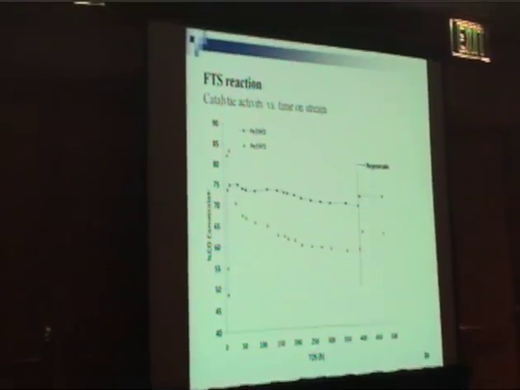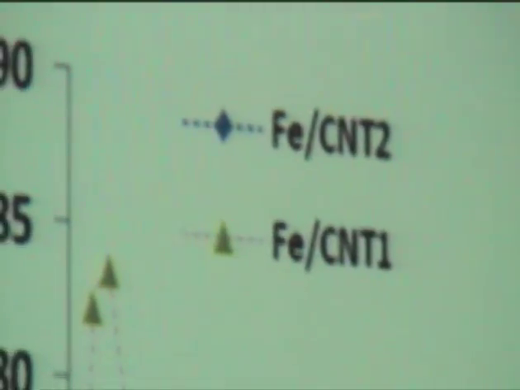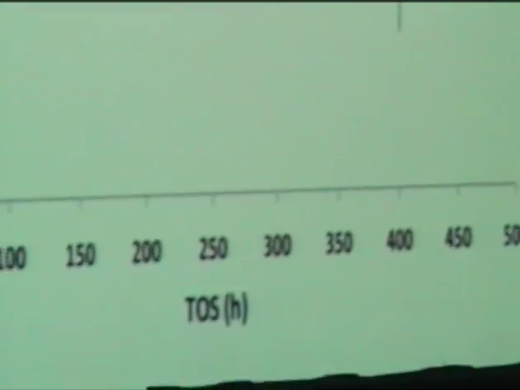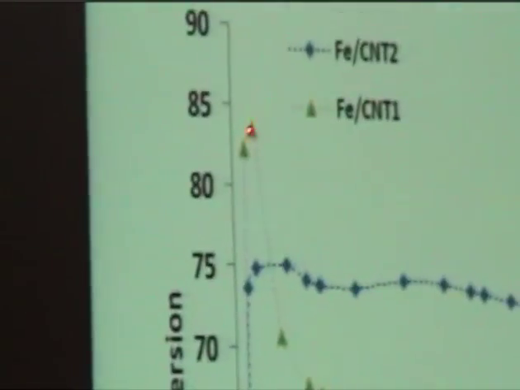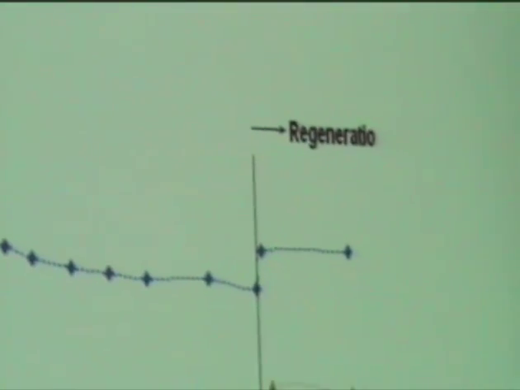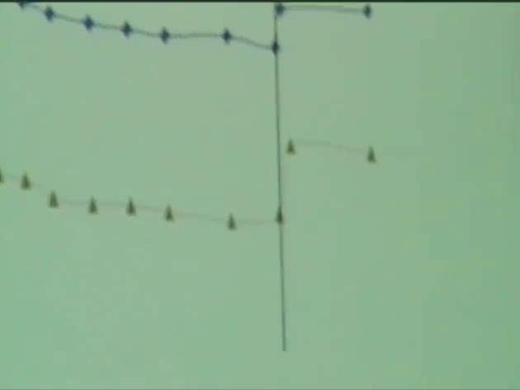This is our long-term deactivation study. The green dot shows CNT1, where metal particles are on the exterior surface. We can see that after 10 hours, we reach the highest activity, but during the next 2 days, we have a significant decrease in the activity.